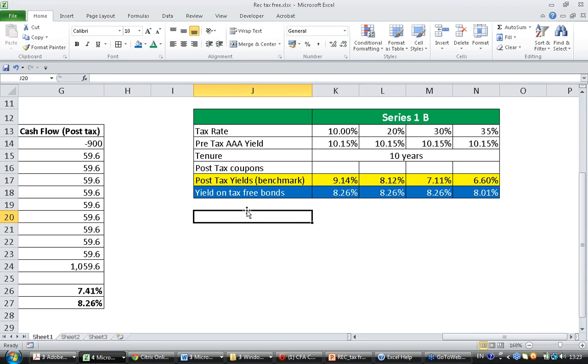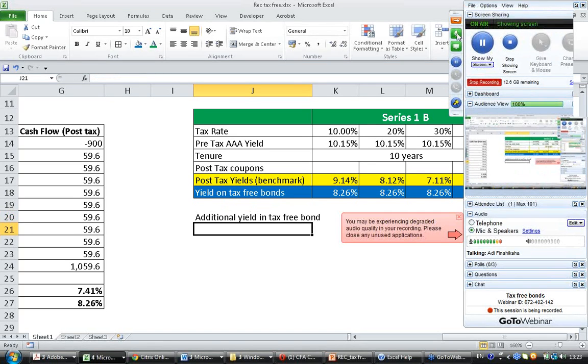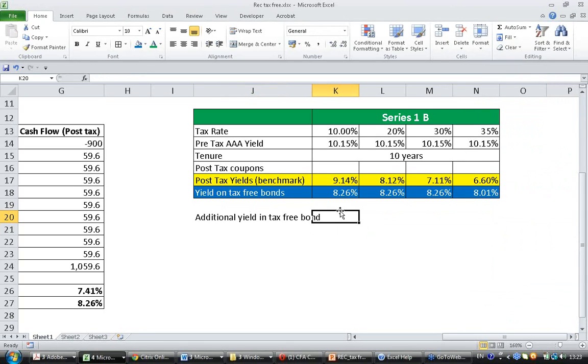The additional yield in a tax-free bond, in this case, for a 10% tax slab guy is minus 0.88%. For a 20% guy, it is plus 0.14%, or he should be ideally neutral. Whereas for a 30% tax rate person, it is 1.16% additional yield. For a corporate which pays 35% tax, it is 1.14% additional return.